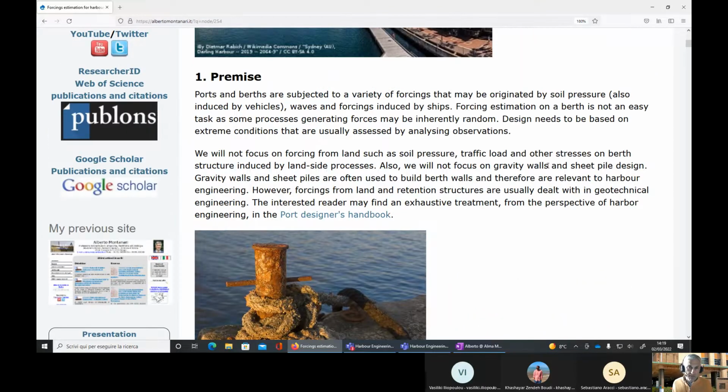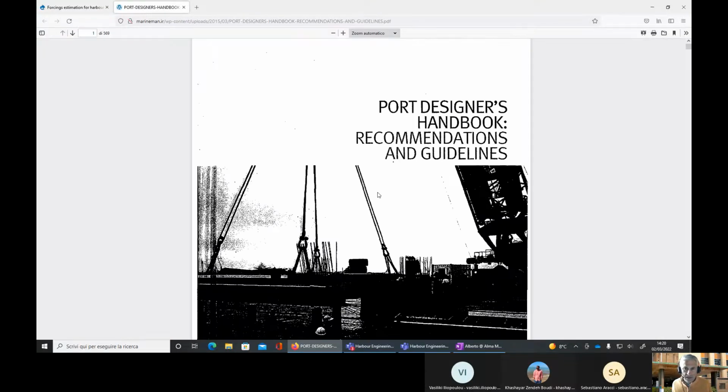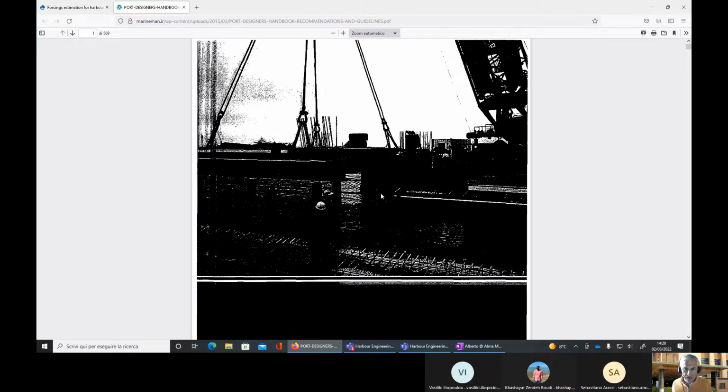Most of what I am teaching today and is reported on this web page is taken from a publication which I highly recommend to you, which is the Port Designer's Handbook. And you see a link here in my website. Let me click on this link. You see my mouse goes over the link and let me open it. This is available as a PDF. You can find it on the web. This is on my website, taken directly from the source.